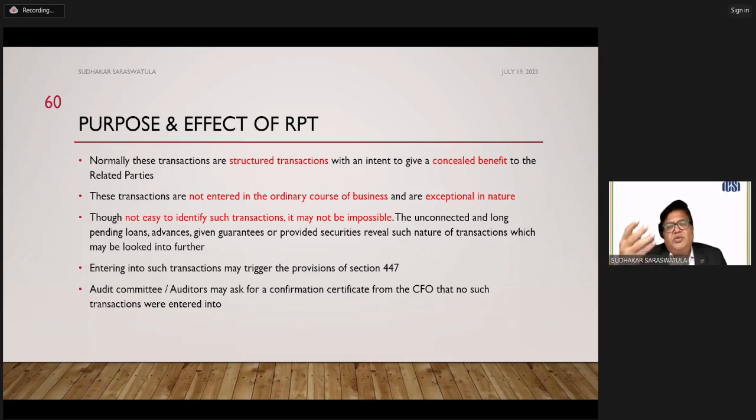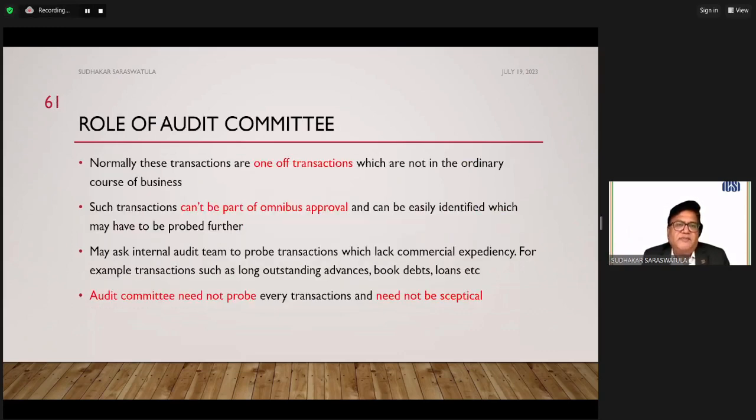Now, how arduous, and what immense responsibilities have been entrusted upon the audit committee members, how they have to insulate themselves. This is a very difficult thing. So maybe to some extent a certificate from the CFO of the company that no such transactions have taken place may give a kind of comfort or solace to the audit committee members.